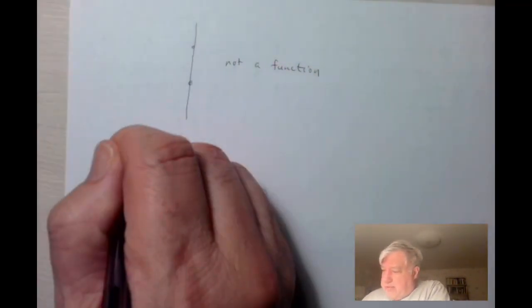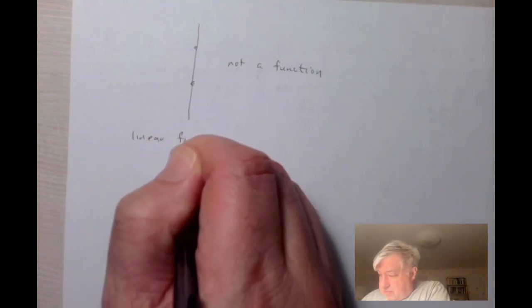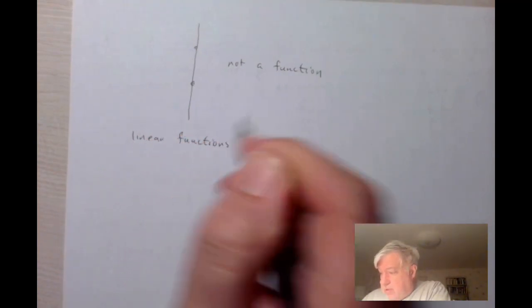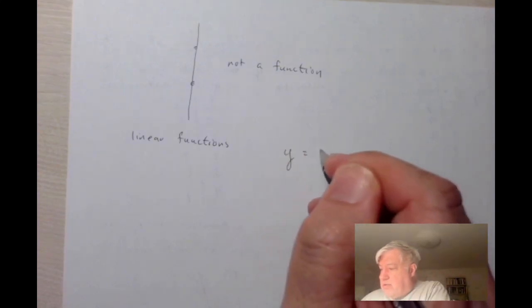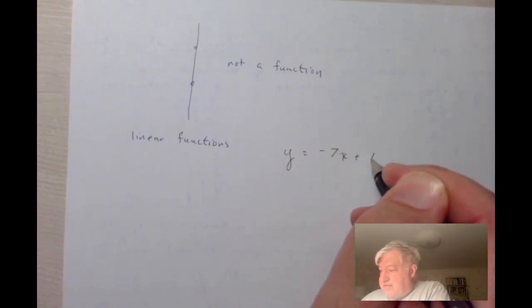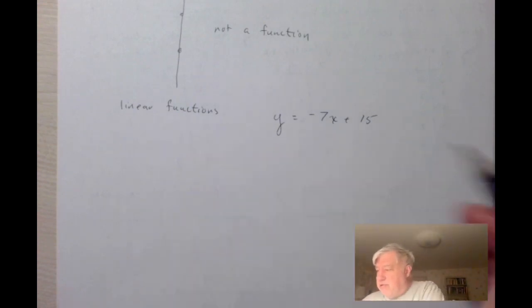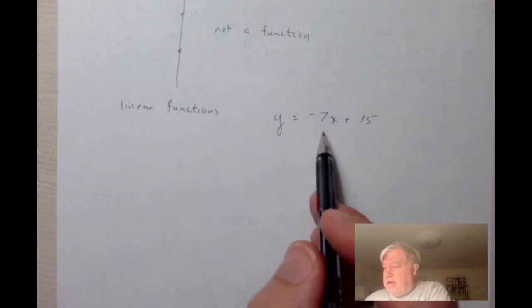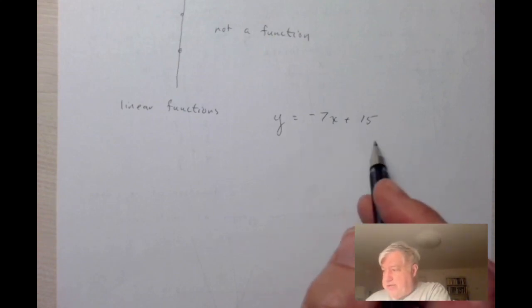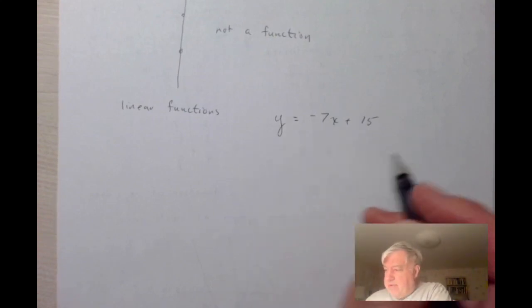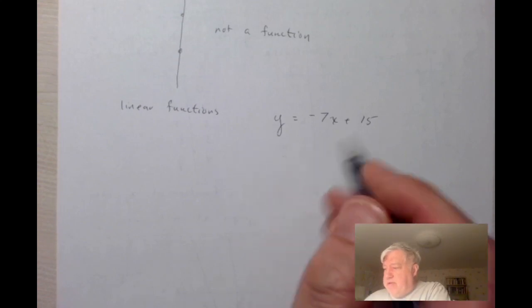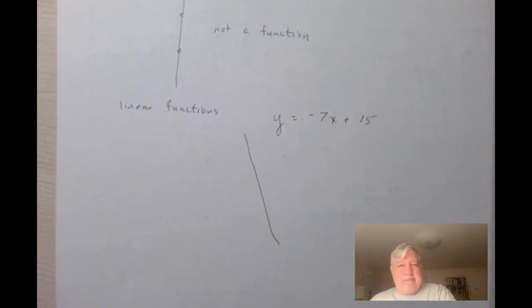Okay, then one other thing here we might want to say is that we can talk about something called linear functions. If you have something like y equals negative 7x plus 15, let's say, that should be pretty clear that that is a function, because you could graph this. This is going to be a line with slope negative 7 and y-intercept 15. You could graph it, and it would look something like this. So that would also pass the vertical line test.